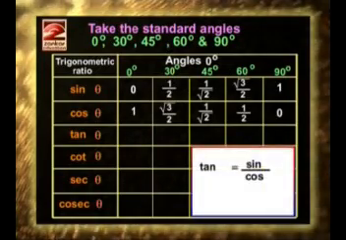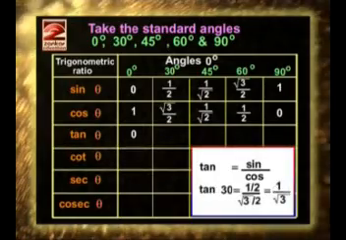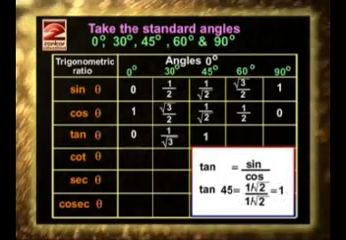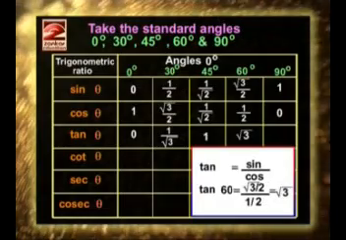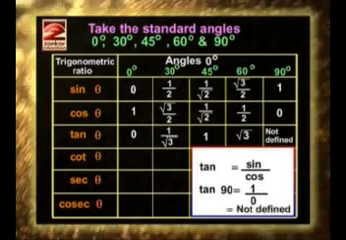Tan means sin upon cos. So tan 0 is 0 upon 1, that is 0. Tan 30 is 1 upon 2 upon root 3 upon 2, that is 1 upon root 3. Tan 45 is 1 upon root 2 upon 1 upon root 2, that is equal to 1. Then tan 60 means root 3 upon 2 upon 1 upon 2, that is equal to root 3. And tan 90 means 1 upon 0, so it is not defined.